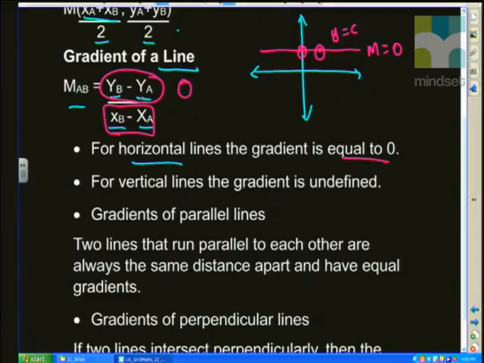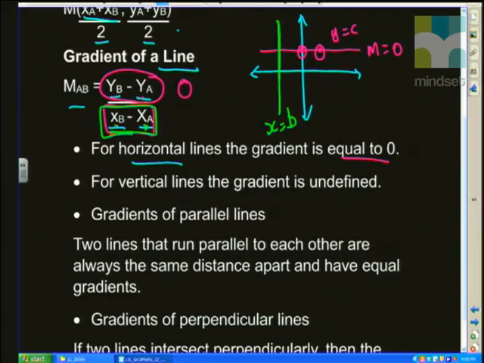Now on the other hand, if you're looking at vertical lines, so there you have a line going straight through the x-axis, okay? So here we have x is equal to some value, okay? The gradient of that line is undefined. The reason for that, if you look at what's in your denominator, x coordinates at point B minus x coordinates at point A.